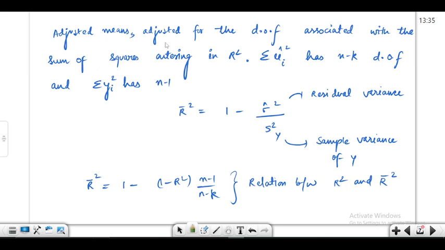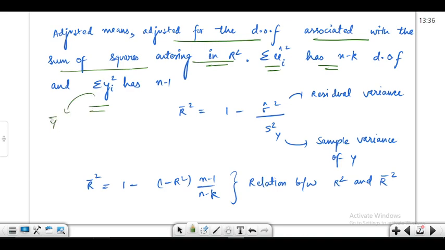So adjusted means adjusted for degree of freedom associated with the sum of squares entering in R square. So summation ui hat square has n minus k degrees of freedom, and summation small yi square has n minus 1 degrees of freedom, because there is only one thing that is restricting it, that is the y bar that we have to compute, right? That is why only n minus 1 degrees of freedom.